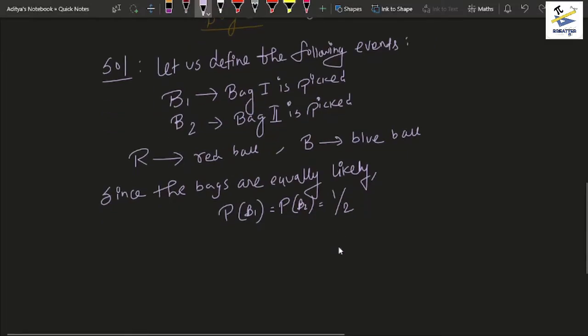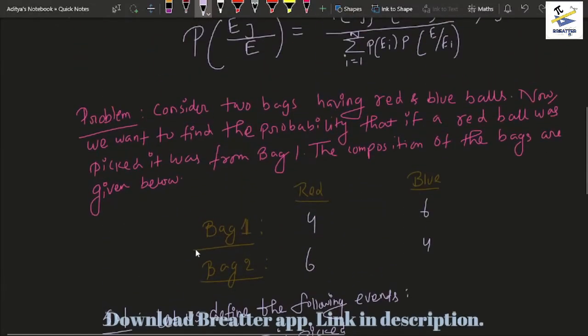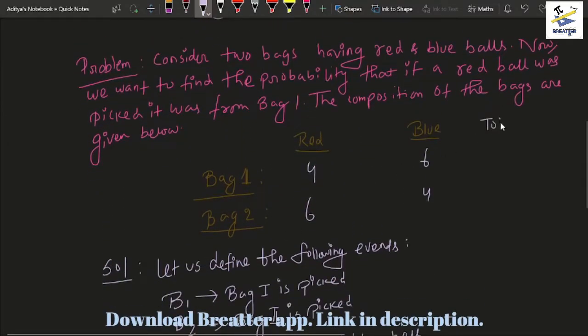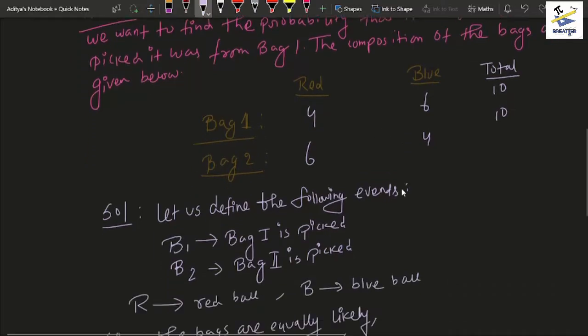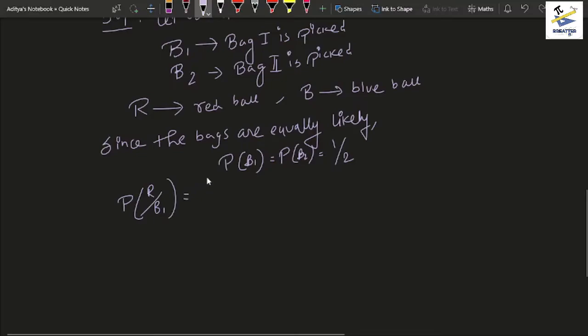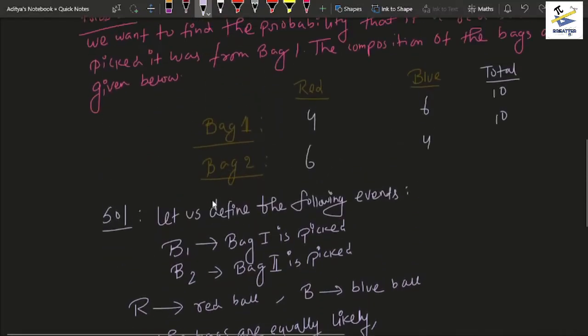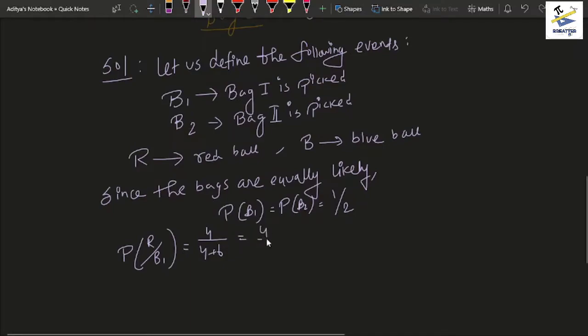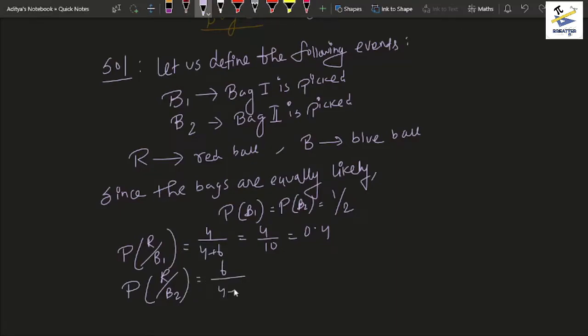Now we also need to find the following probability: that a red ball was picked given that it was from bag 1, right? What would this be? As you can see, if I write the total again here as I have done in the previous problem as well, total it is 10 here, 10 here. So the probability of a red ball here is 0.4 and 0.6 from bag 2, right? So probability of red, given that it's bag 1, is basically 4 upon 4 plus 6, isn't it? Yes. So this becomes 4 by 10, which is 0.4. Probability that it's a red from bag 2 would give you 6 upon 4 plus 6, which is 6 by 10, which is 0.6. Okay.